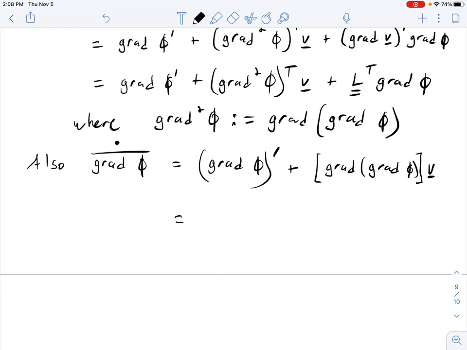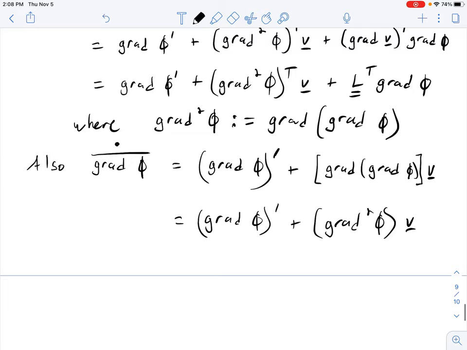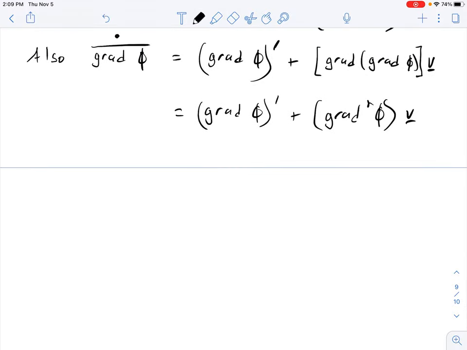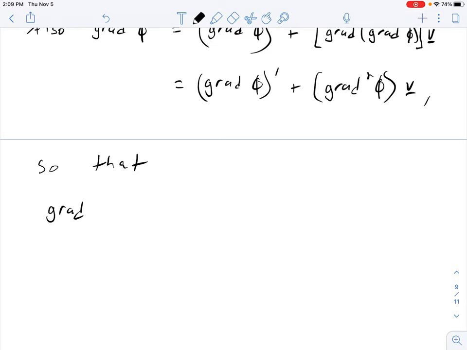All right, well, that is equal to grad phi prime plus grad squared phi v. And so if we combine this with what we had gotten right up here, then we get the spatial gradient of phi dot, the material time derivative of it, is equal to the material time derivative of the spatial gradient plus L transpose times the gradient.